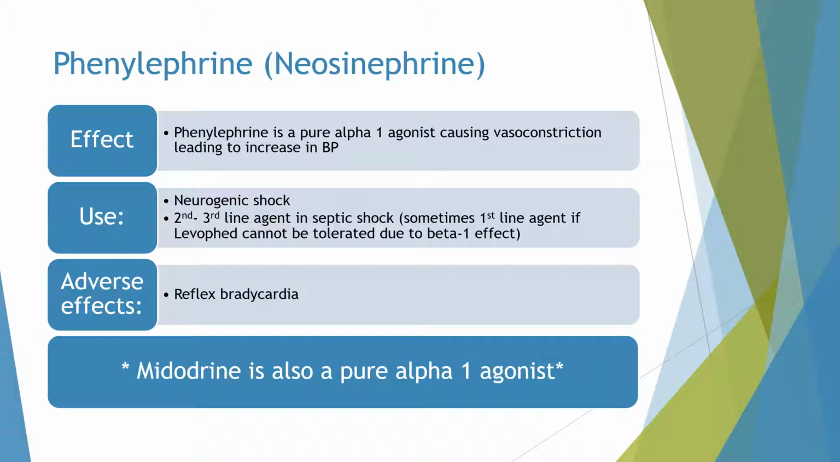Phenylephrine or neosynephrine is a pure alpha-1 agonist that causes vasoconstriction. You'll see it used in neurogenic shock and also as a second or third line agent in septic shock. You may see it used as a first line agent in septic shock if levofed or norepinephrine cannot be tolerated due to its beta 1 effect. And the adverse reaction, similar to vasopressin, is also reflex bradycardia. Of note, midodrine is like a PO version of phenylephrine as it is also a pure alpha-1 agonist.